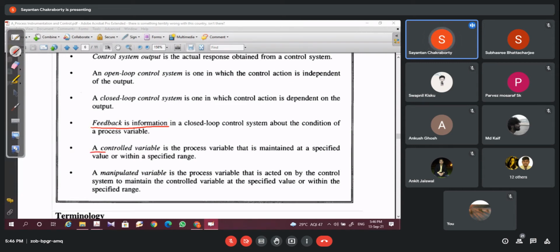So the controlled variable is that process variable which is maintained at a specified value or within a specified range. Correspondingly, what is a manipulated variable? A manipulated variable is that process variable that is acted on by the control system to maintain a controlled variable at the specific value or within the specific range. You can say the controlled variable is the result of the variation in the manipulated variable that is being decided by the control system based on the feedback signal available with reference to the set point.